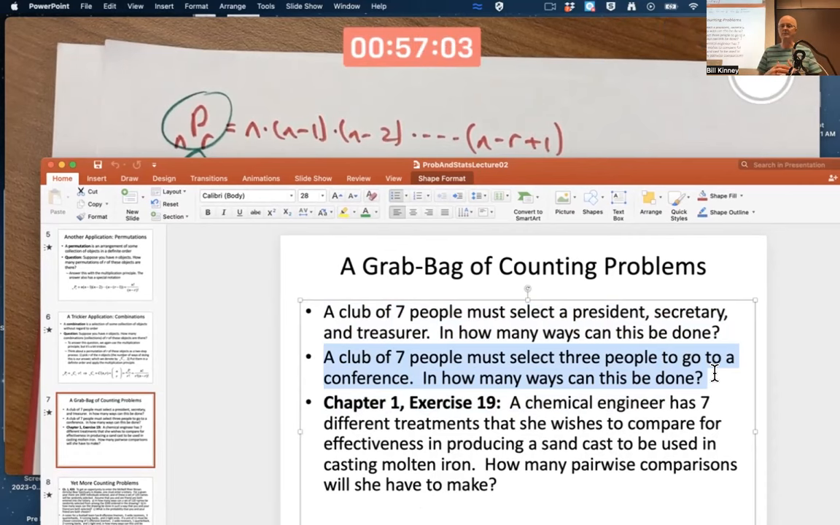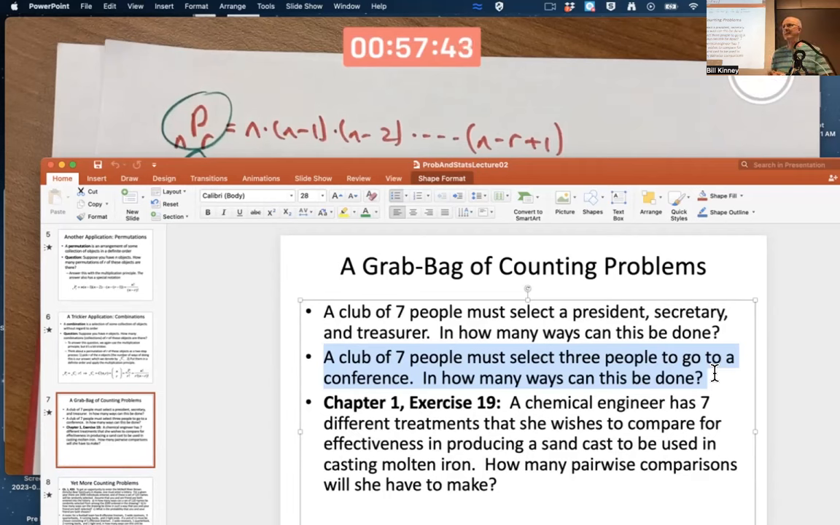Looks like those two problems are very similar to each other. Seven people, you're selecting three, and the first one is to be president, secretary, and treasurer, and the second one is to go to a conference. Question: is this a permutation problem or not? We're just selecting three people to go to a conference. It doesn't matter what order you pick them in for the second question. It does for the first. You're picking somebody first for president, then secretary, then treasurer. The order matters. Permutations, order matters. Here, the order doesn't matter.